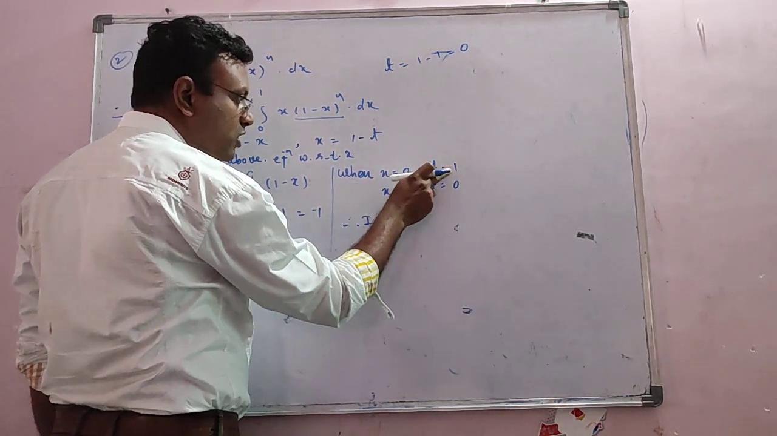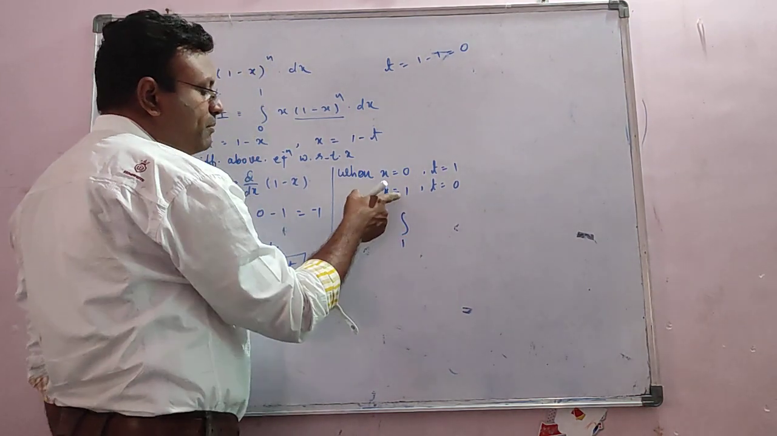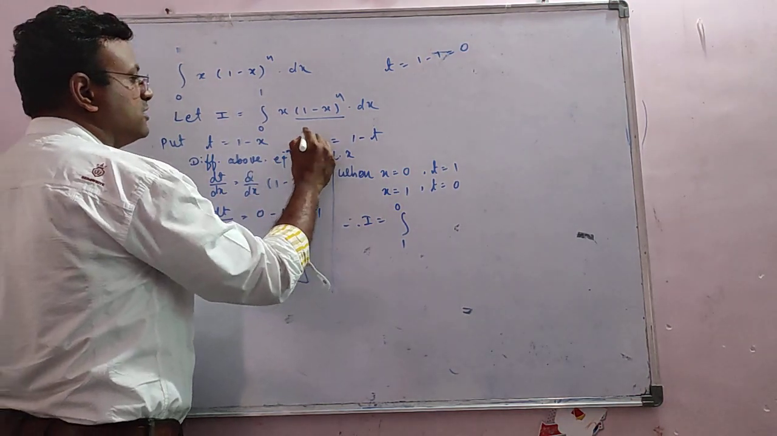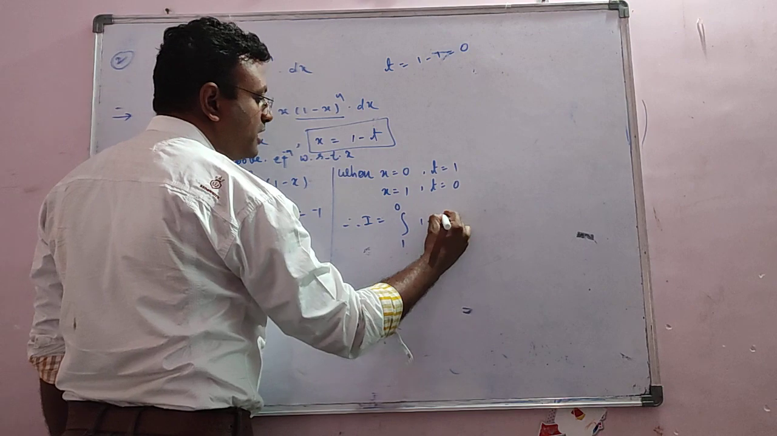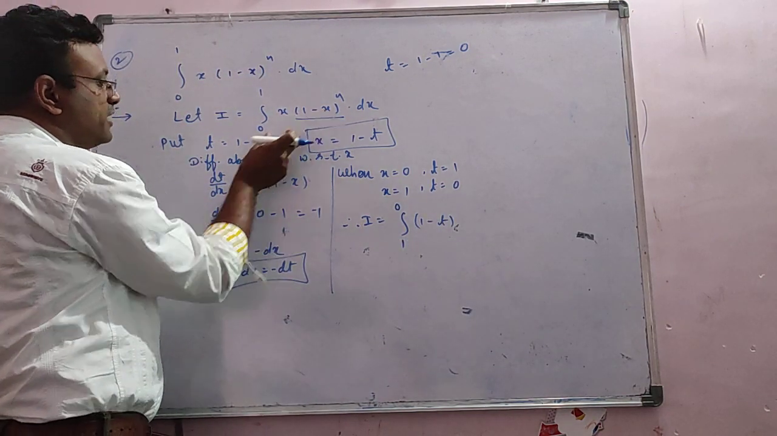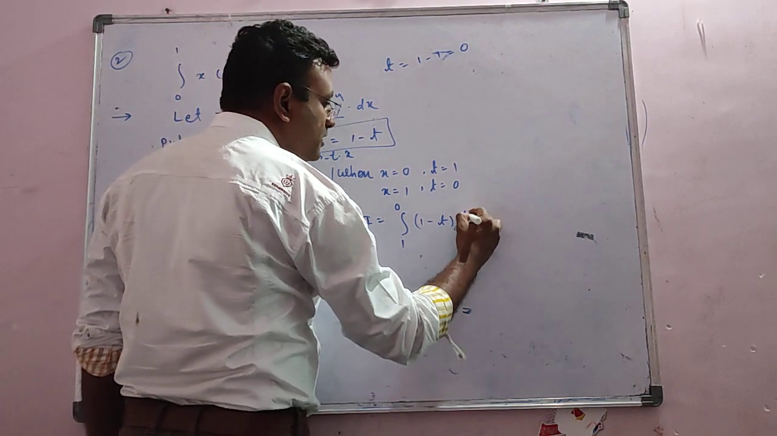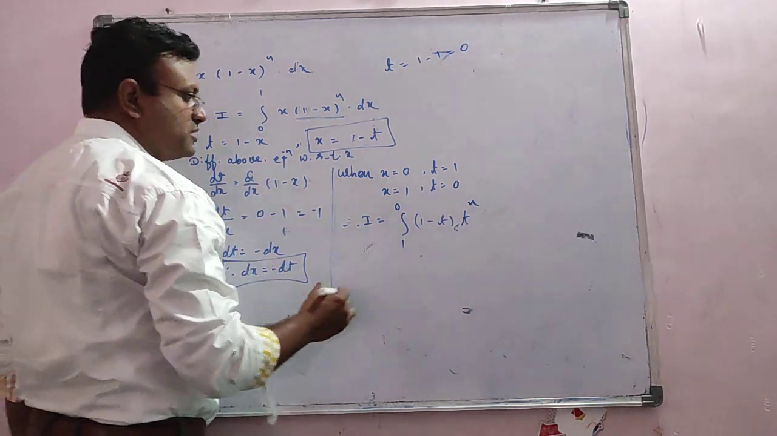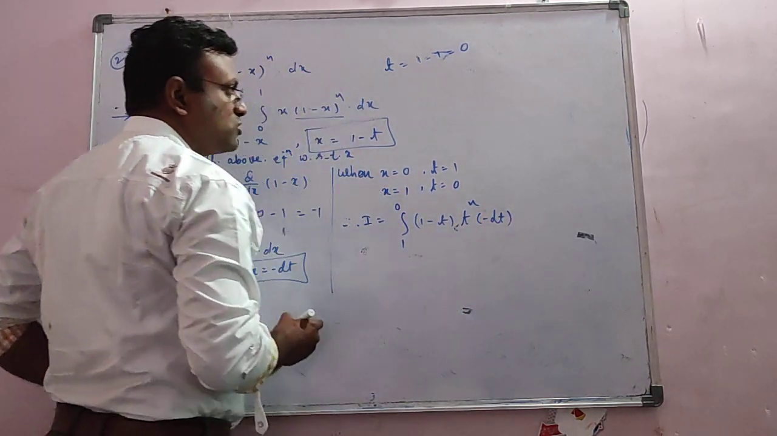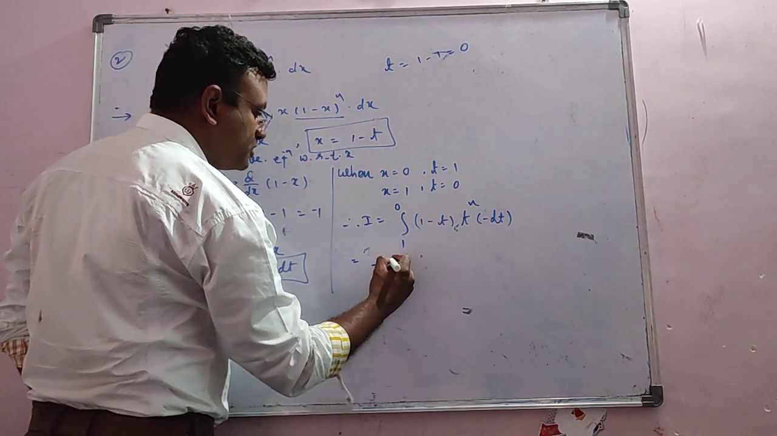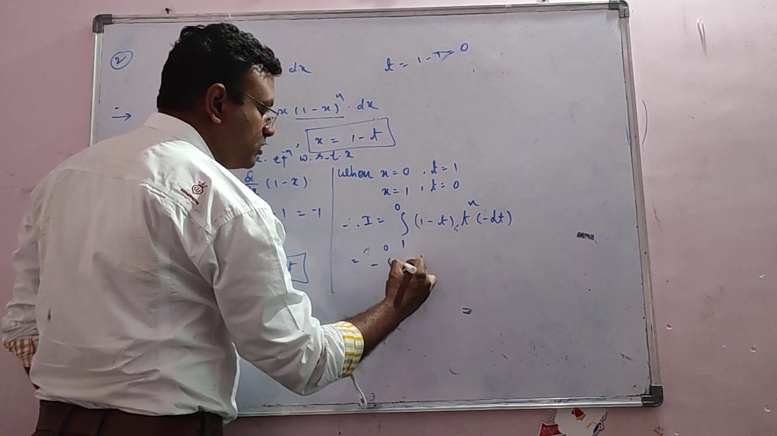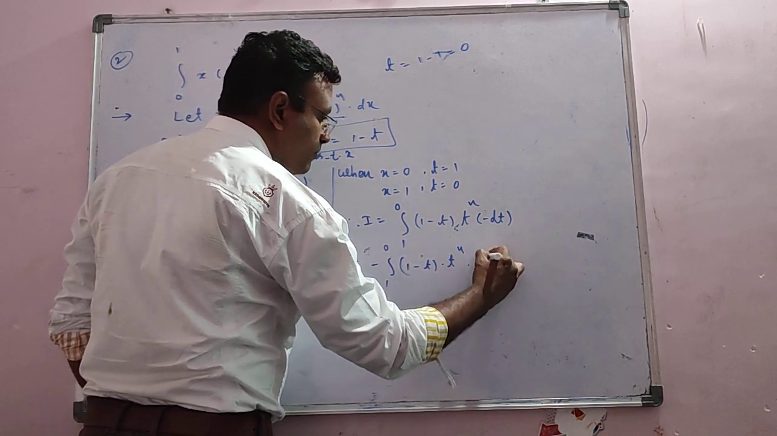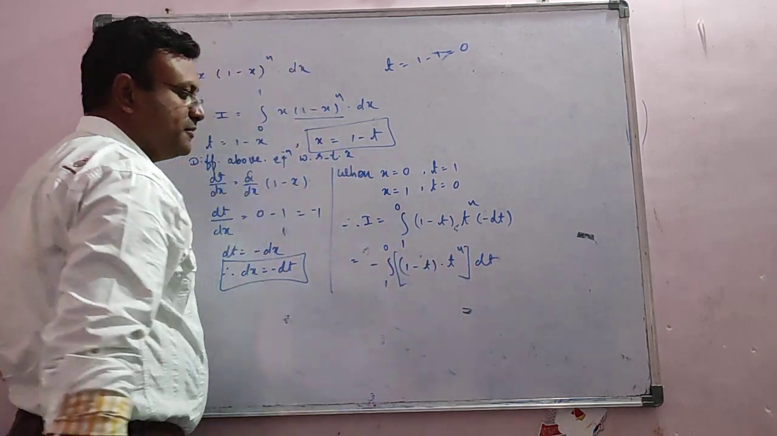So now the lower limit will be t equal to 1. The upper limit was 1, so now the upper limit is t equal to 0. But what is x? x is nothing but 1 minus t. What is 1 minus x? 1 minus x is t to the power n. And dx, what is dx? Minus dt. See, did you understand or not? So the minus will come to this side, swapping the limits to 1 to 0, and we get 1 minus t into t to the power n into dt.